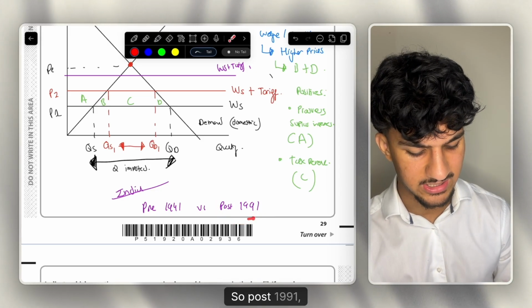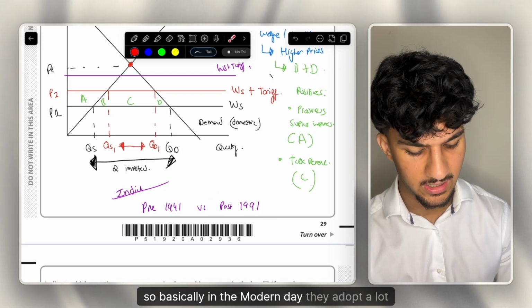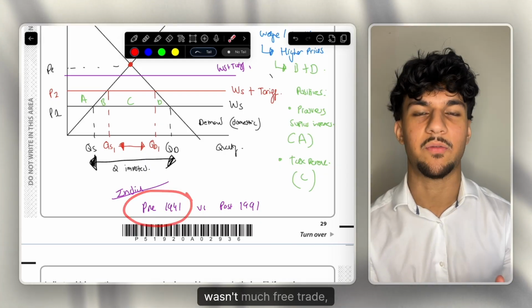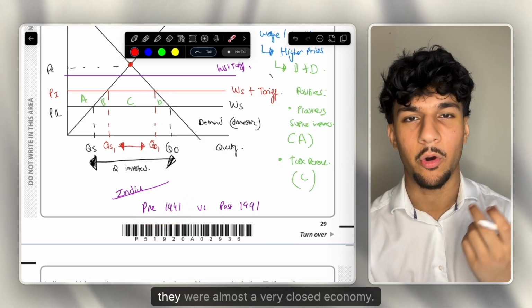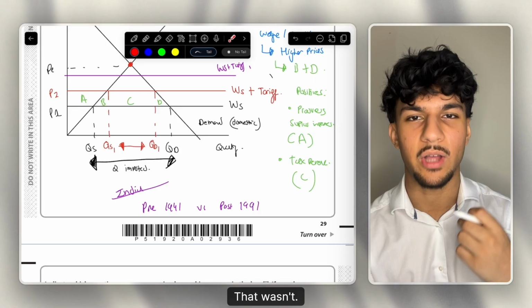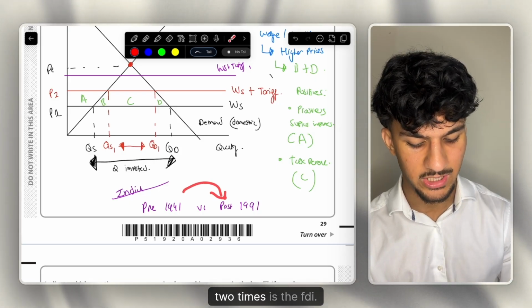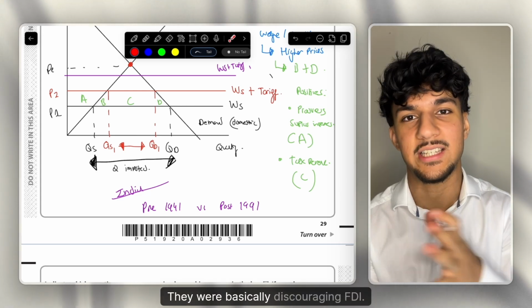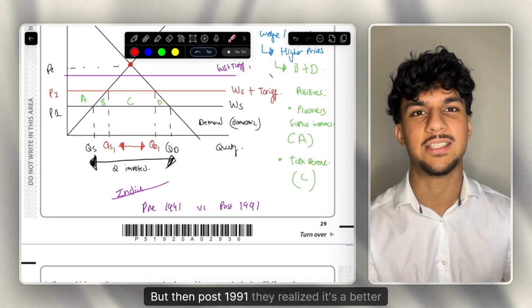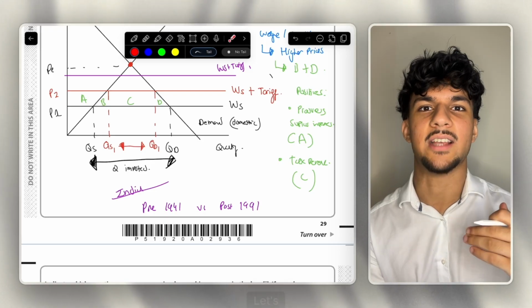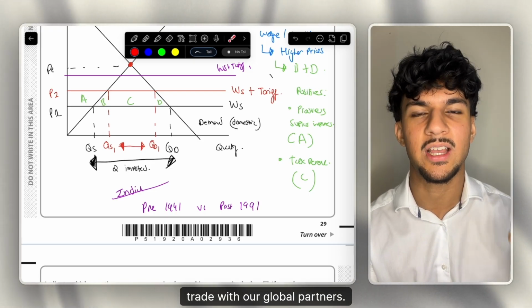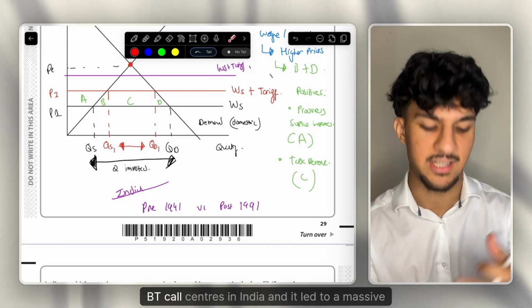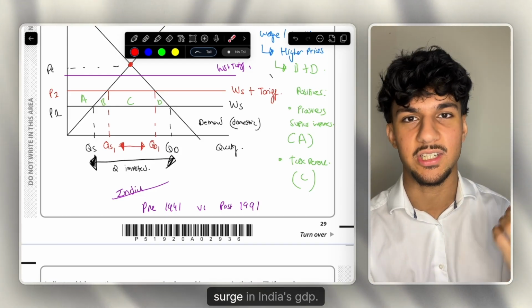So post-1991, basically in the modern day, they adopt a lot more free trade, rather than pre-1991, where there wasn't much free trade, meaning that they were almost a very closed economy. The biggest thing that's changed between these two times is the FDI. There wasn't much FDI in India, since they were basically discouraging FDI, but then post-1991, they realised it's a better strategy: let's trade with our global partners, allow global partners to use India, for example, BT call centres in India, and it led to a massive surge in India's GDP.